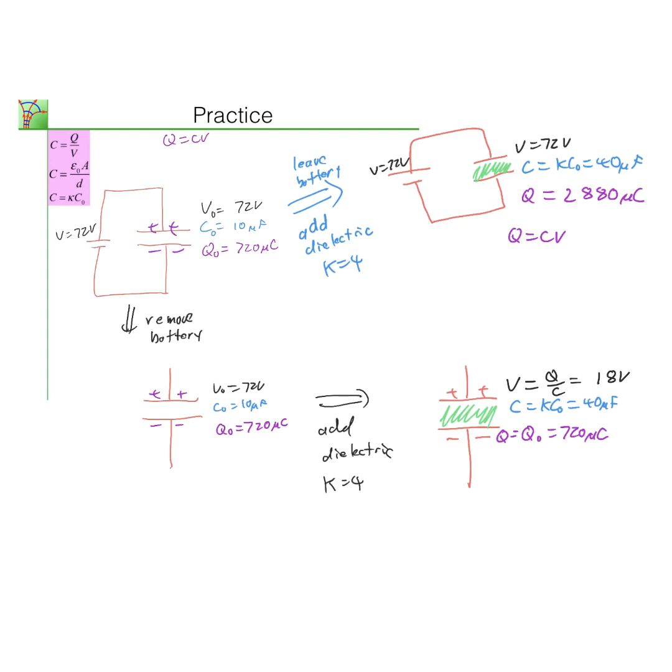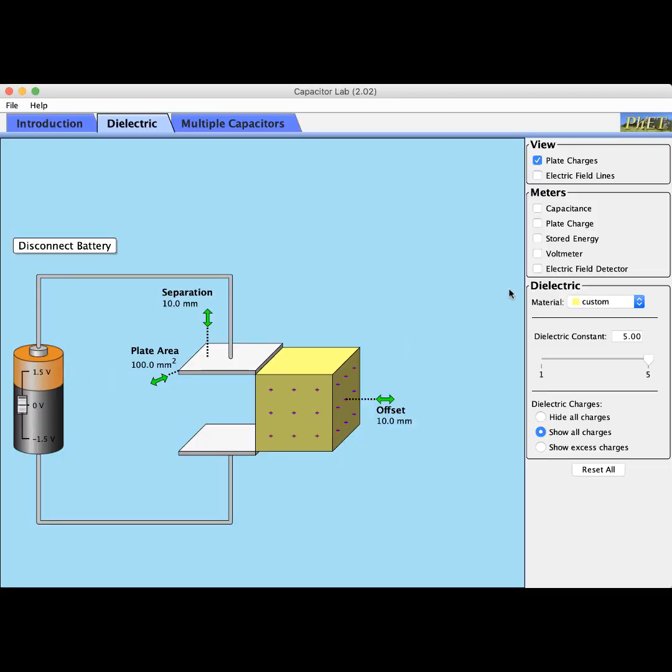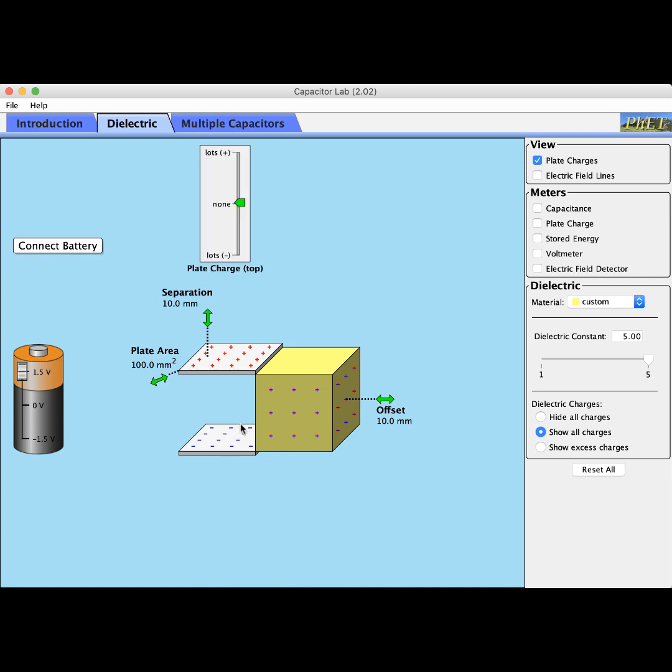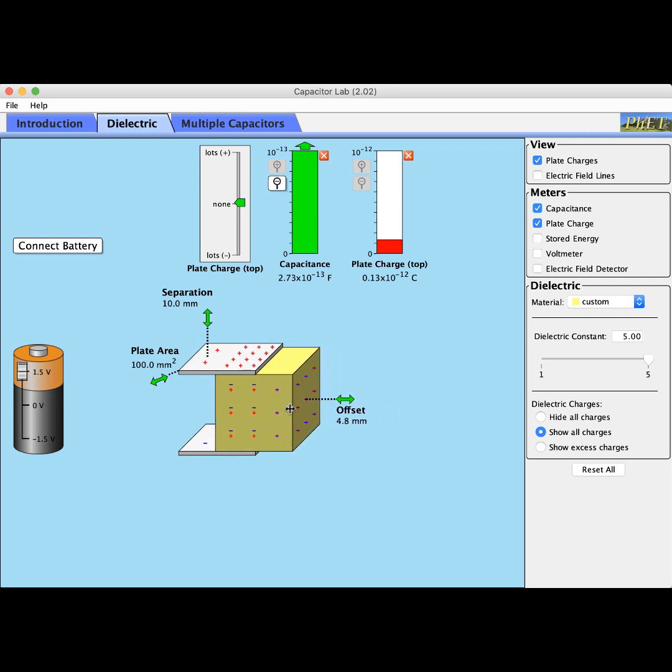So let's compare that to the animation. Here we have a battery and a dielectric off on the side. If I turn on the battery, the plates get positively and negatively charged. Now, if I disconnect the battery, the charge stays there. The charge has nowhere to go. So I'm going to turn on plate charge. The amount of plate charge here is given, and the capacitance is some certain amount, 0.89 times 10 to the minus 13. When I place this inside, the capacitance goes up, the charge doesn't change, but the voltage goes down.